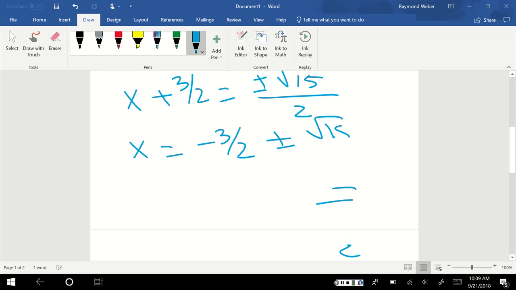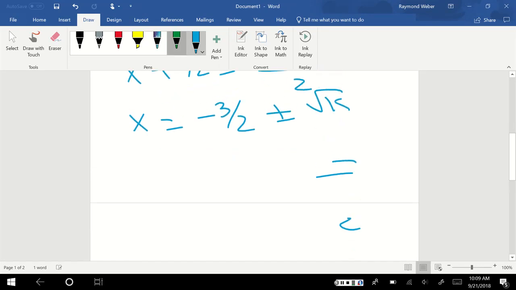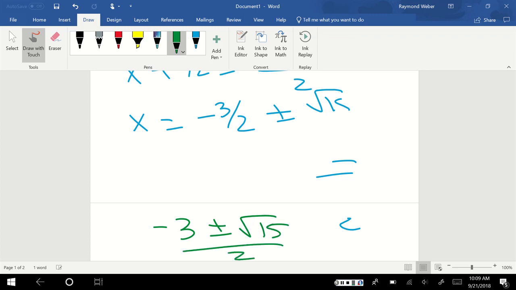And I've got my 2 all over the place. I can put these back together. So I have negative 3 plus or minus the square root of 15 over 2. And that's my final answer.